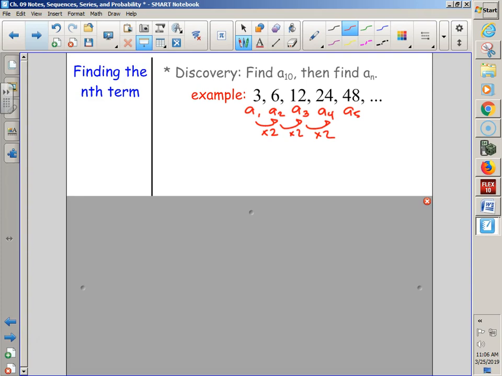So if I'm doing repeated multiplication, if it's a power, can't I just say that a sub 10 is equal to the first guy times however many r's there are, to the 9th power? Every jump is a times r, times r, times r, times r. Oh, that's an exponent, and it's n minus 1 jumps. So I can say the 10th term is equal to 3 times that common ratio to the 9th power.